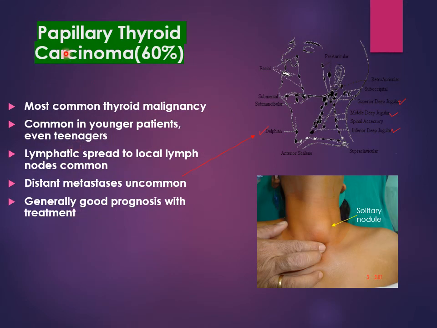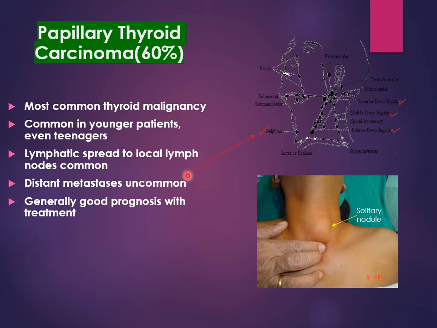Okay, next we come to papillary carcinoma, which accounts for 60% of the thyroid cancers. It's the most common thyroid malignancy, common in younger patients and even teenagers. Lymphatic spread to local lymph nodes is the most common mode of spread. Distant metastasis, especially hematogenous spread, is uncommon. Generally, good prognosis with treatment.